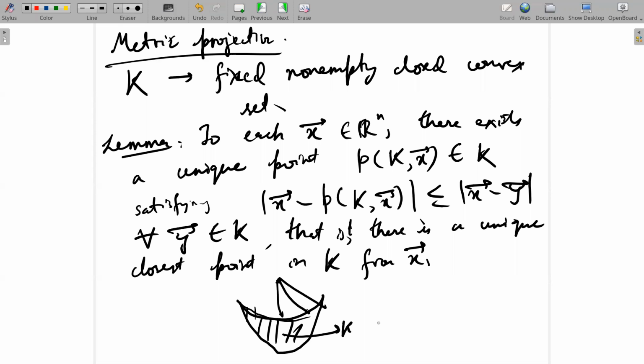But for convex sets, that cannot happen. So if I have a convex set like this, and I have a point outside it, if it is inside, the closest point is itself. So if x is already in K, then the closest point in K to x is just x itself. So nothing much to do there. So it's the unique point. But if x is not in K, it's outside K, then there is a unique point here, which is closest. We can prove it by contradiction.